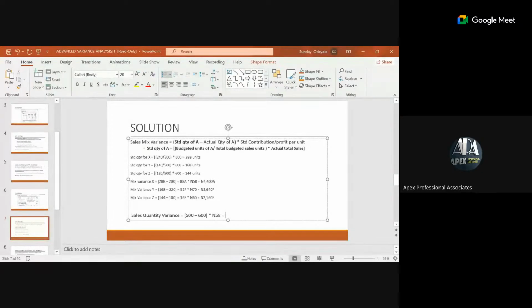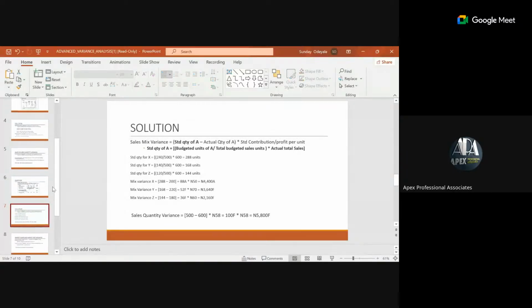So 100 favorable, then multiply by 58. And that should give us 5,800 favorable. So here goes our sales mix and sales variance.